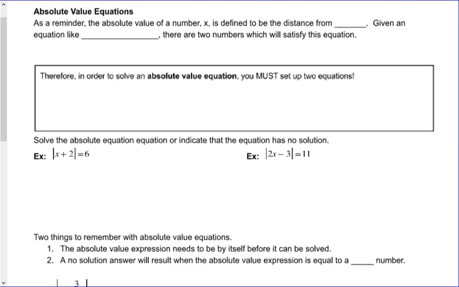And so, as a reminder, the absolute value of a number x is defined to be the distance from 0. Given an equation, like say the absolute value of x equals 5, which would constitute an absolute value equation, there are 2 numbers which will satisfy that equation.